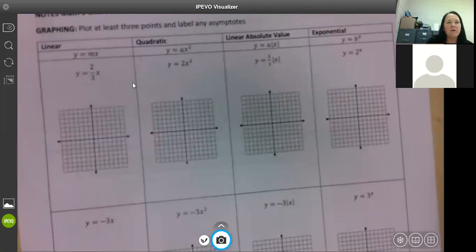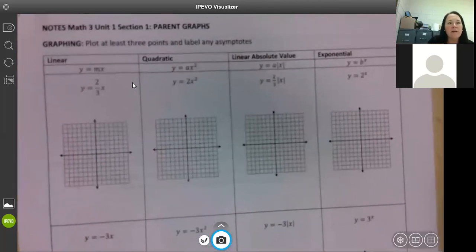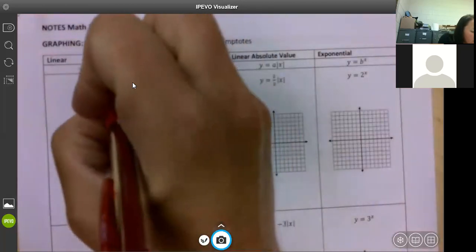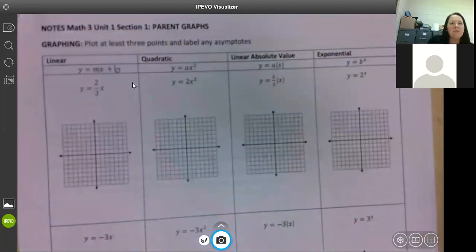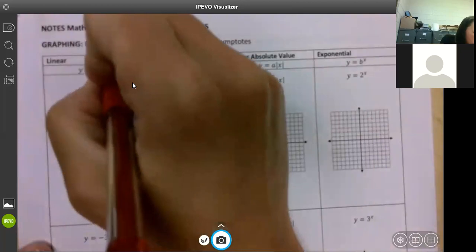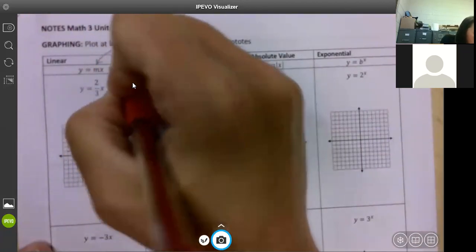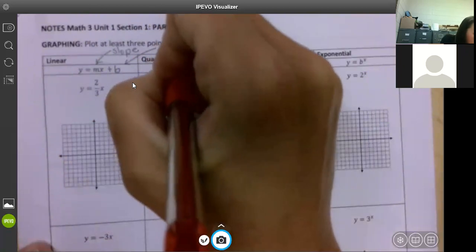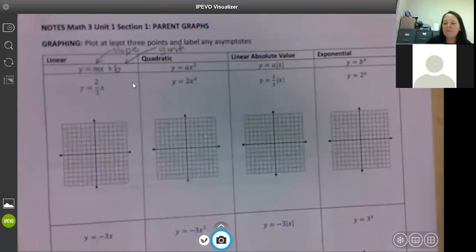So if you look at the very first one for linear, remember linear is y equals mx plus b. I'm going to put up here the plus b, and the reason I'm putting the plus b is to remind you that there is a y-intercept. So remember the m was your slope, and the b is your y-intercept, and that's something that you will need to know later on. So make sure you make a note of that.